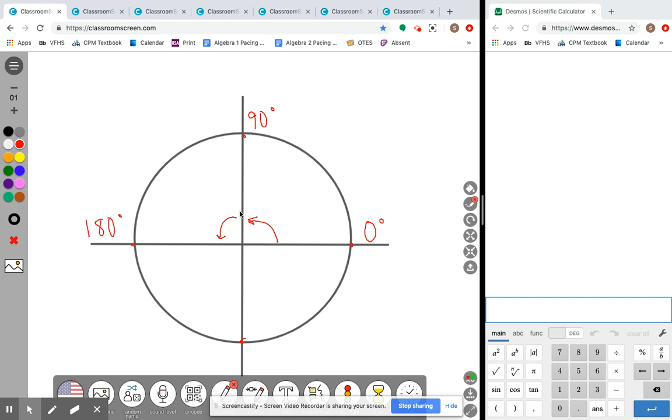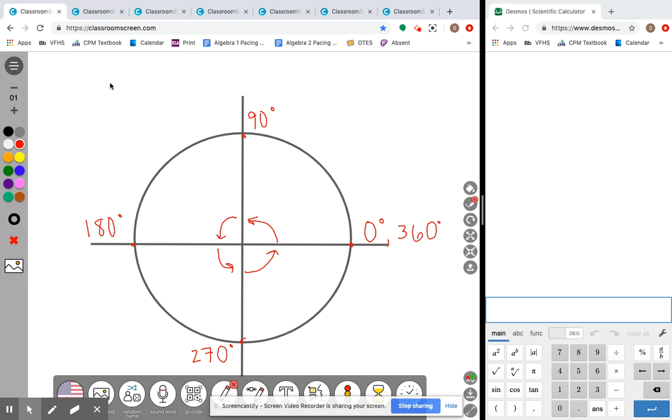From 0 to 90, add 90 more, takes us to 180. Add 90 more, 180 plus 90 takes us to 270 degrees. Add 90 more, 270 plus 90 takes us to 360 degrees, because one full rotation around the unit circle always is 360 degrees. It takes you back to where you started.